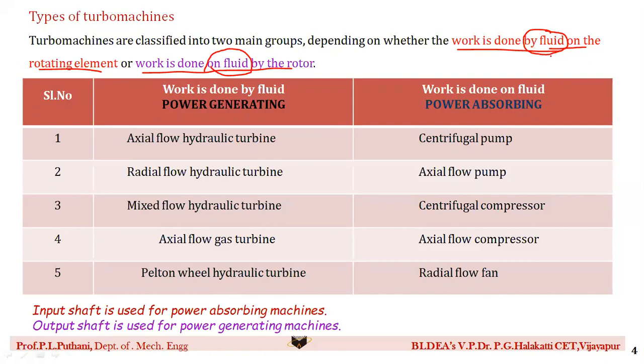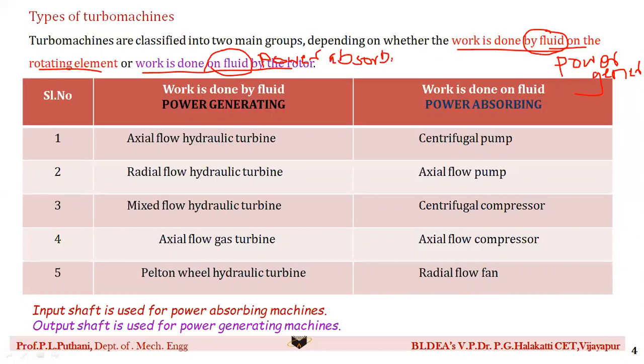If work is done by the fluid, then we call them power generating machines. Keep this in mind. Power generating machines means all kinds of turbines. If work is done on the fluid, then there are examples of power absorbing machines. That is all centrifugal pumps, all kinds of pumps, compressors, blowers, even the fans which we are using, they are all power absorbing machines.